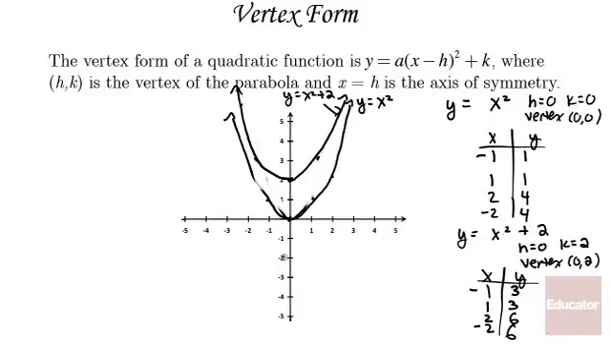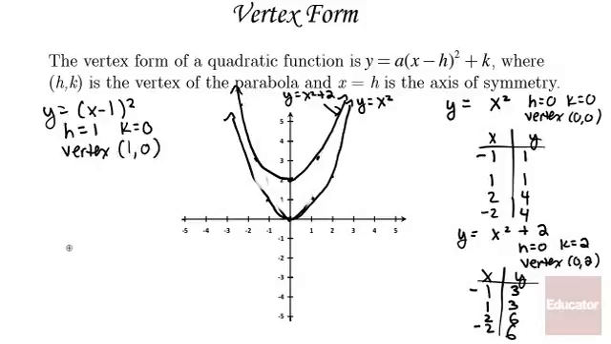Now, h also has an effect on the graph, so let's look at what h could do to the graph. Let's take the example y equals (x minus 1) squared. Here I have h equals 1, k equals 0. So the vertex is at 1, 0. Now let's find some points. So the vertex is over here at 1, 0. Some points, x and y.